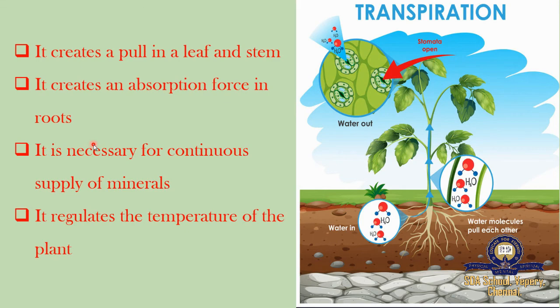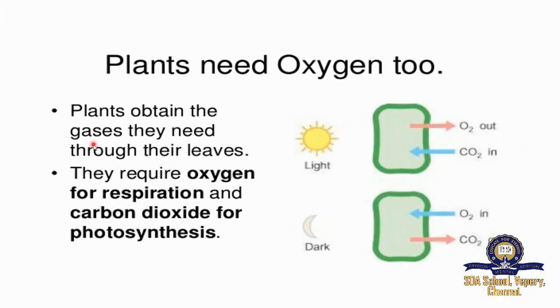And when it comes to exchange of gases, do plants need oxygen? Yes, plants need oxygen as well. They require carbon dioxide for photosynthesis, but they need oxygen for the respiration process. And plants obtain the gases they need through their leaves, and stomata play a vital role in exchange of gases.